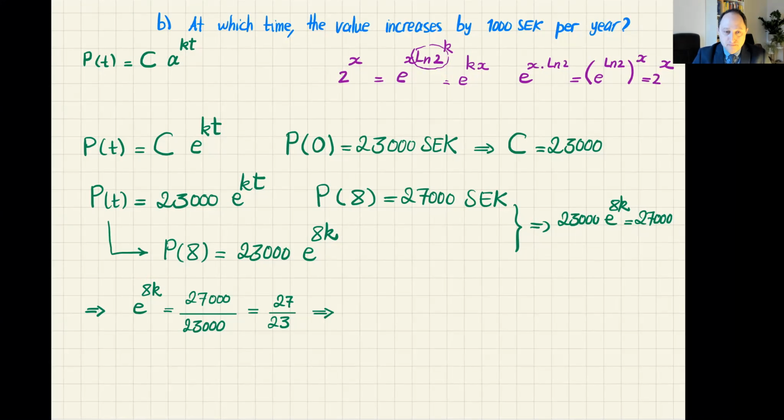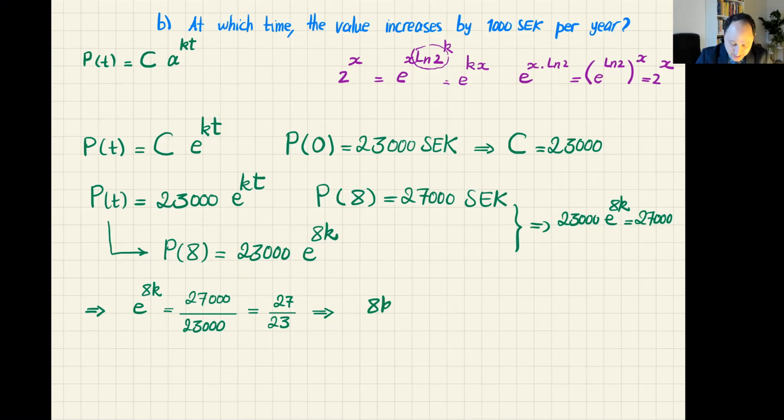You take the logarithm, right? And logarithm in which base? Did you study anything during these 3 weeks? Yes, I have to take logarithm, but in which base? So 8k is equal to the ln of 27 over 23. Yes, that's the crucial point.